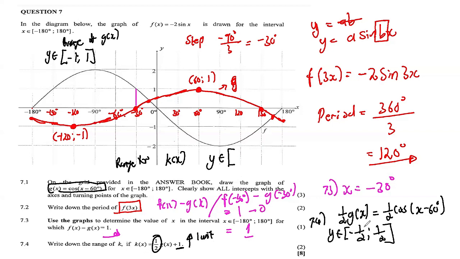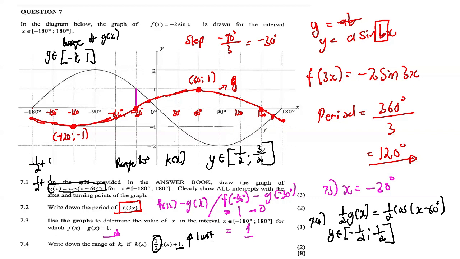So if we say -1/2 plus 1, that's going to give us +1/2. But also we must shift our maximum 1 unit upward. So this is going to give us 1/2 plus 1, which is 3/2, right? So our new range now for K of X, which is equal to half G of X plus 1, will be 1/2 all the way to 3/2.